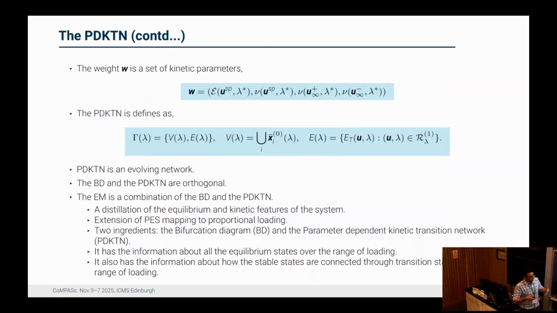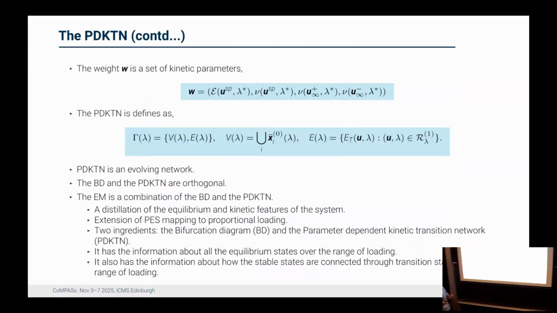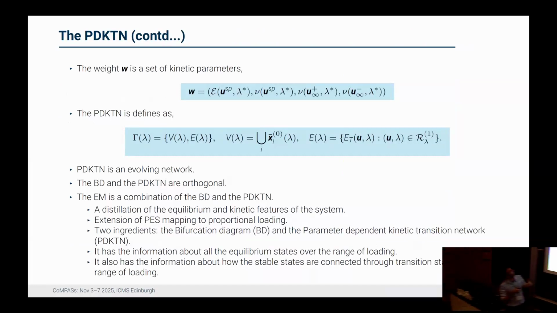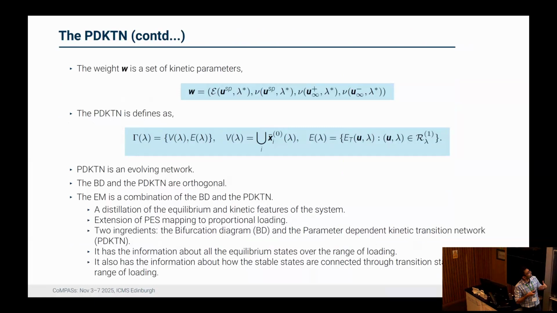So now the kinetic transition network becomes parameter dependent. We call it a parameter dependent kinetic transition network. Now the equilibrium map is a combination of the bifurcation diagram and the PDKTN. So that is how we define that. Once we have that, we can do dynamics on an evolving system. Essentially, at each load, you know how the equilibrium points, that is the minima, are connected to other minima through saddle points. And as you increase the load, how are these changing?